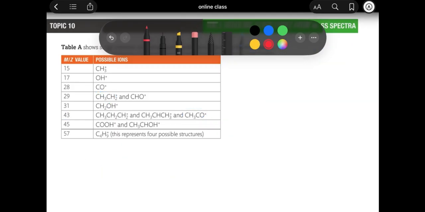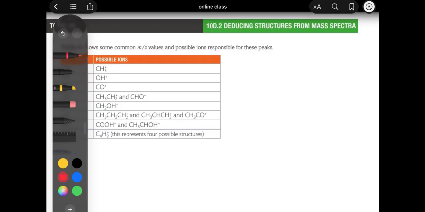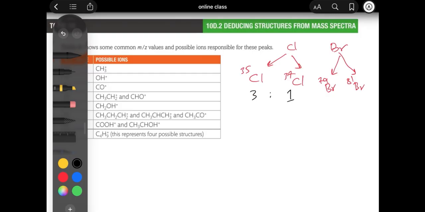I just want to remind you of another thing. If you remember from the previous semester, we have two possible isotopes, chlorine and bromine. We said that the chlorine atom has two main isotopes: chlorine 35 and chlorine 37. And for bromine, we have Br 79 and another one, Br 81. The ratio, or natural abundance, of chlorine 35 to 37 is 3 to 1, which means 35 is greater in amount, but bromine has a 1 to 1 ratio.